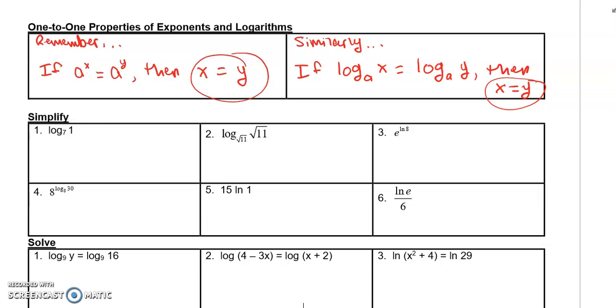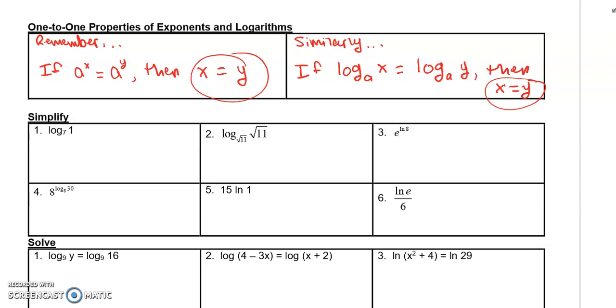We learned this first box here, it says remember. We learned a couple days ago that with an exponential, if you have a to the x equals a to the y, then I know that x has to equal y. So that's if you have one exponential term on the left, one exponential term on the right, same base, then the exponents have to be equal, right? That's the only way that that statement can be true.